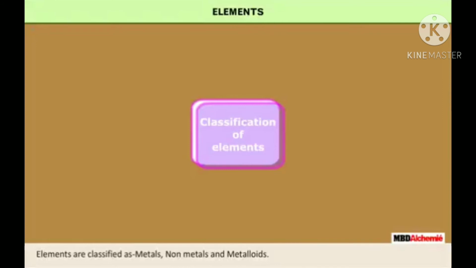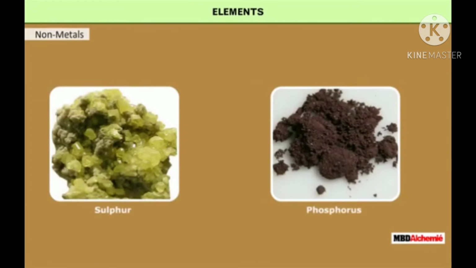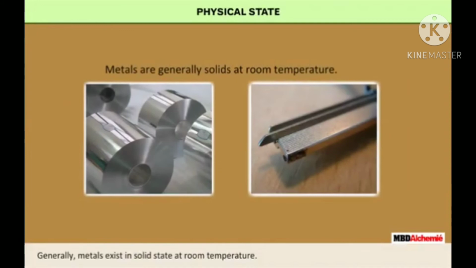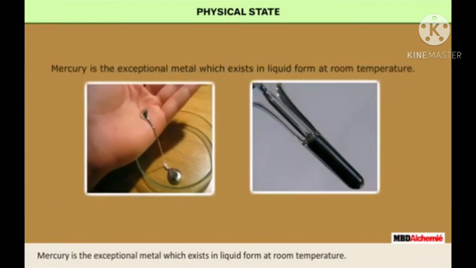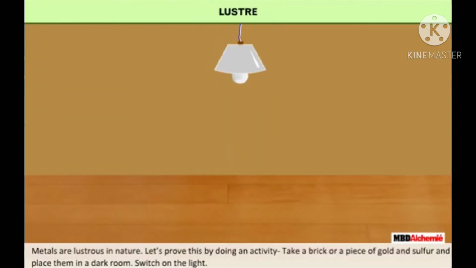Elements are classified as metals, nonmetals, and metalloids. Physical state. Generally, metals exist in solid state at room temperature. Mercury is the exceptional metal which exists in liquid form at room temperature. Non-metals exist in all three states: solid, liquid, and gas. Metals are lustrous in nature.